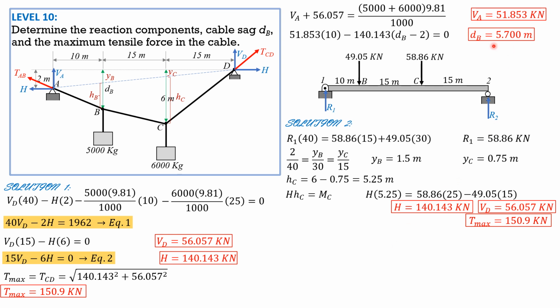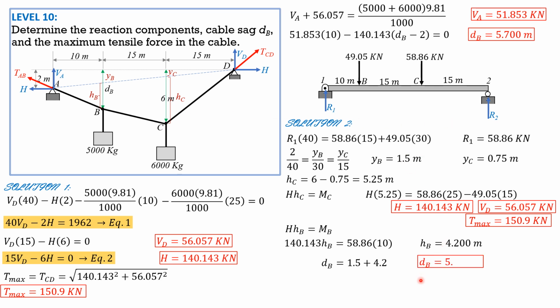Then for D sub B, H times H sub B equals moment at B. So H has been found. 140.143 times HB equals moment at B, R1 times 10. So 58.86 times 10. So HB is equal to 4.2 meters. Then finally, D sub B is YB plus HB. D sub B is YB 1.5 plus HB 4.2. So D sub B is 5.7, just like that. So that's it for this problem.